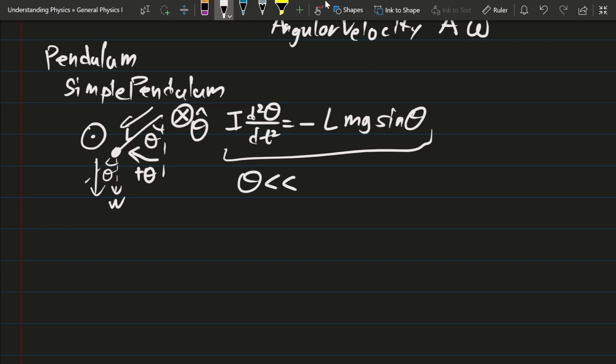So what happens if theta goes very small? The idea is if you have this angle theta, what will be the sine of it? So what's sine theta now for this very small angle?